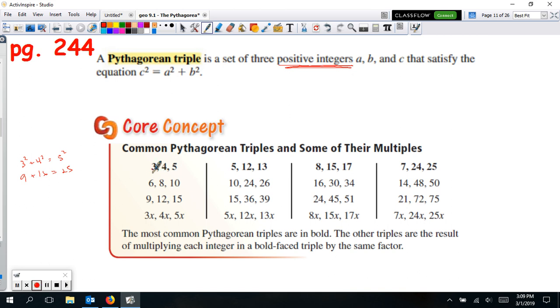What's below them is, if we multiply all these numbers by 2, we would get these numbers. That would also be a Pythagorean triple. Multiplying by 3, we get these numbers. If we multiply them by x, we would get those terms. The ones in bold here are the ones you might see most often: 3, 4, 5, and 5, 12, 13. This will be the same thing: 5 squared plus 12 squared will equal 13 squared. Also 8, 15, 17, and 7, 24, 25. These are all Pythagorean triples that you might see.